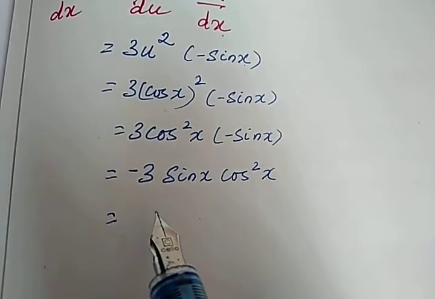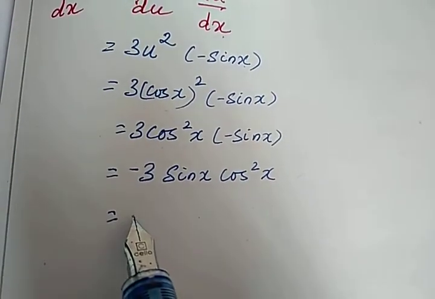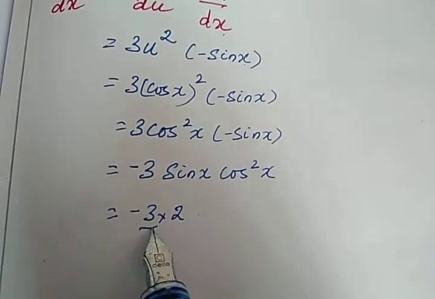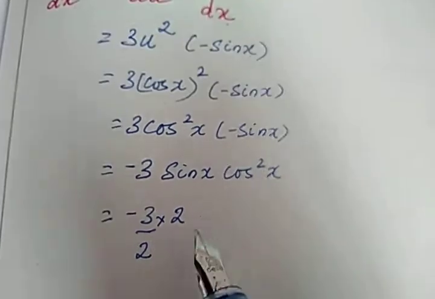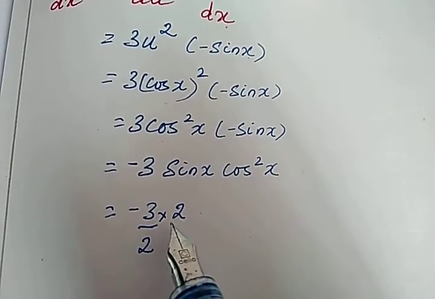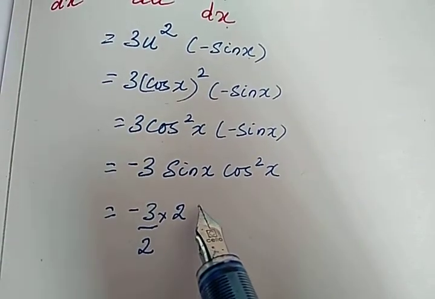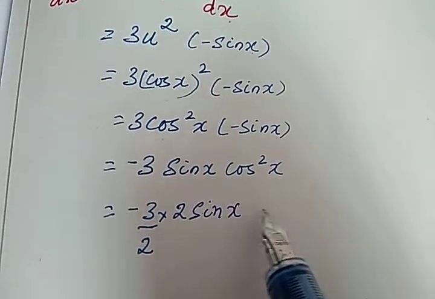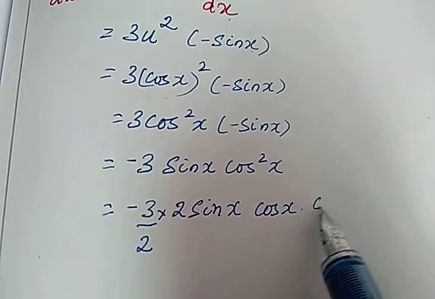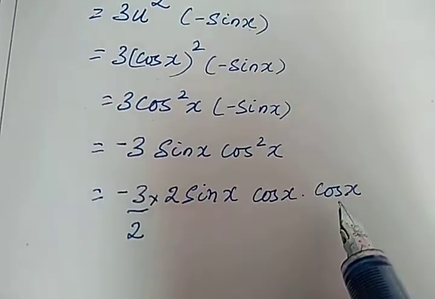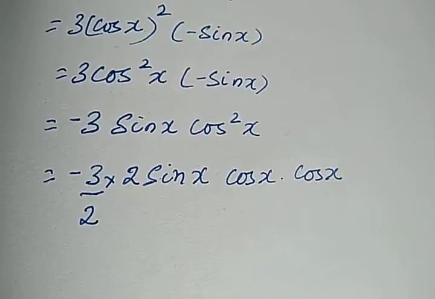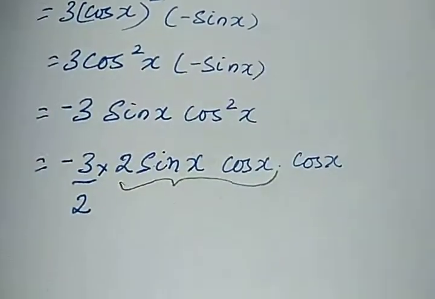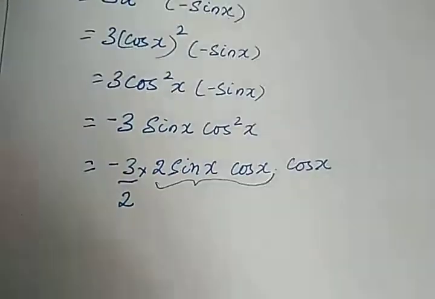Here I will modify this answer a little bit. In order to substitute the trigonometric formula, minus 3, I am going to multiply and divide by 2. Minus 3 by 2 into 2 sin x into cos x into cos x. Cos squared x I am writing as cos x into cos x. So 2 sin x into cos x can be written as sin 2x, right?